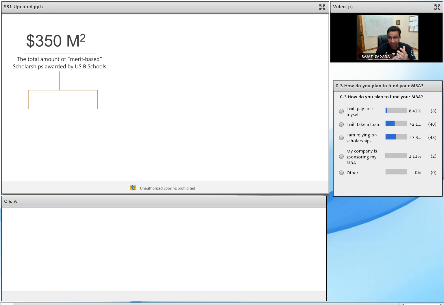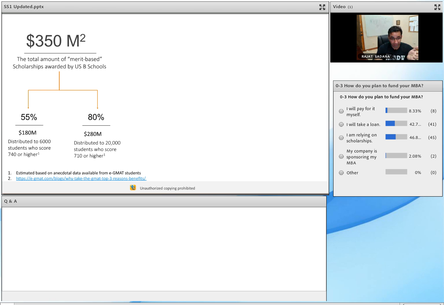Now, based on our estimates, and where do these estimates come from? From e-GMAT, where we get about 10,000 students. 55% of this amount goes to 6,000 students who score 740 or higher. Now, remember, about 200,000 students take the GMAT every year. 6,000 of them get 55% of the scholarship money. That's our estimate. But 80% of that money, which is about 280 million or so, is distributed to students who get a score of 710 or higher. There's a lot of money to be had.